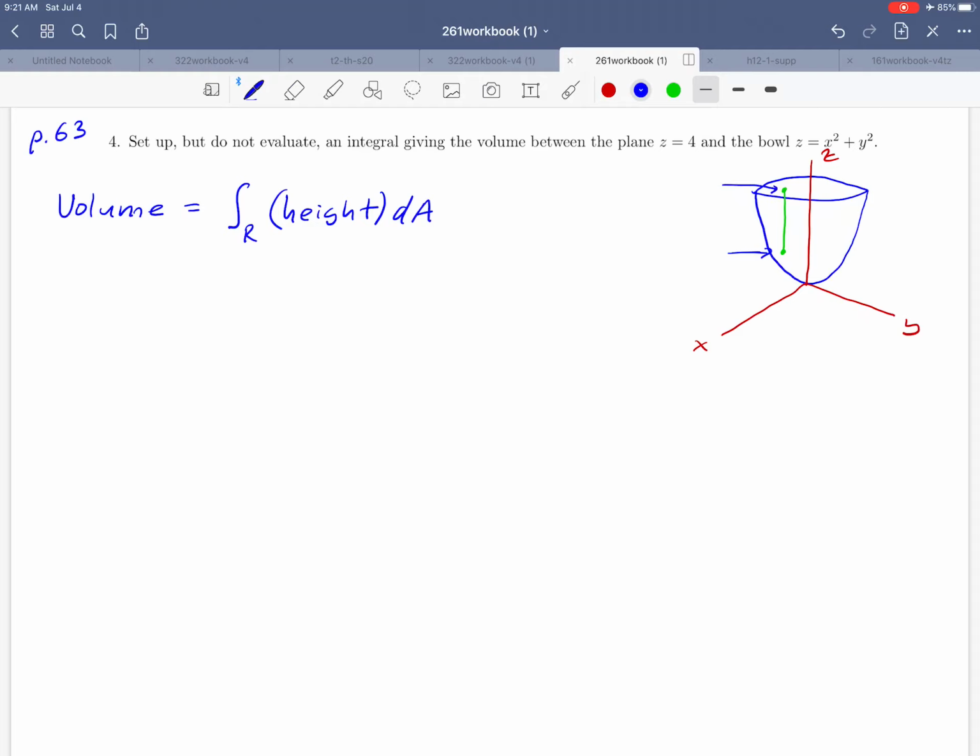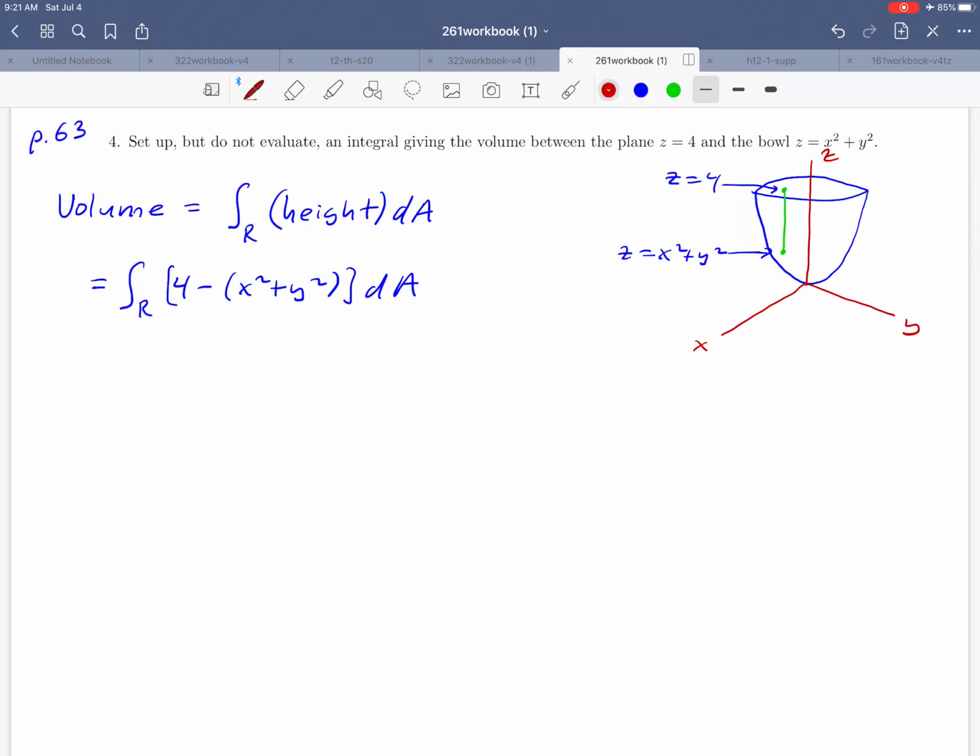We know that the top of the region is that flat plane z equals 4, and the bottom is given by the equation of the ball, which was x squared plus y squared. So the height we could get by just taking the difference between those two things: subtract the z at the bottom from the z at the top. That means this integral is going to turn into 4 minus (x squared plus y squared) times dA.